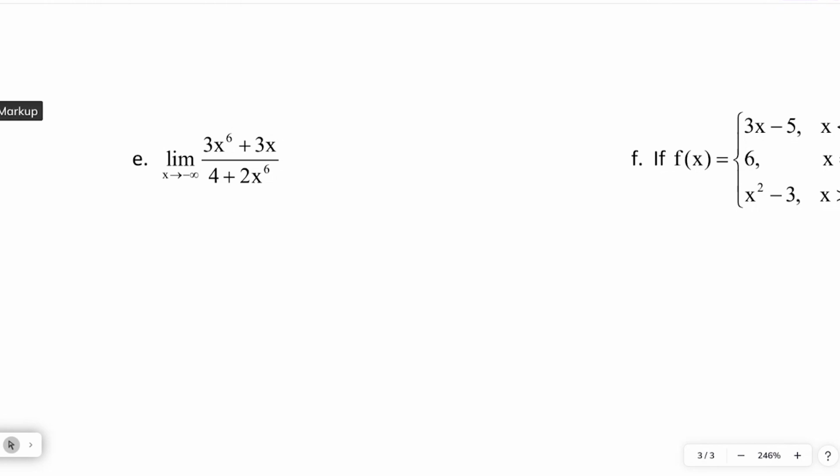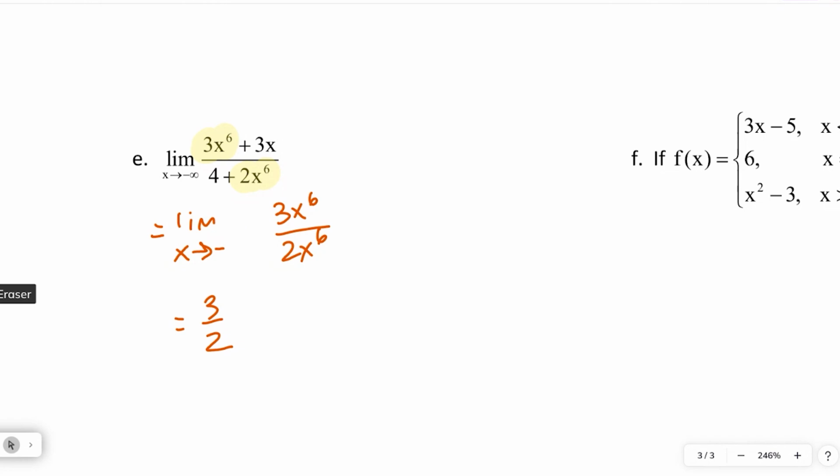I'm going to examine the largest degree terms here because I'm only interested in the terms that are growing the fastest. And since we have a 6th degree polynomial on top and a 6th degree polynomial on bottom, the limit as x approaches negative infinity is just going to go to that fraction itself, right? Now the x to the 6ths will reduce, and so this is just going to equal 3/2.